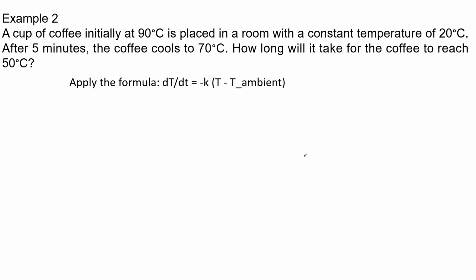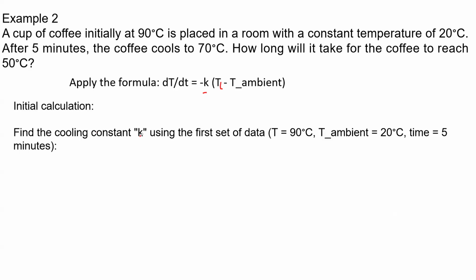So let's look at how to calculate it. By applying this formula, delta T by T is equal to minus K open bracket, temperature of hot object minus the ambient temperature. For the initial calculation, we have to calculate K. So find the cooling constant K using the first set of data. The first temperature is 90 degrees centigrade, the ambient temperature is 20, and the time is 5 minutes.